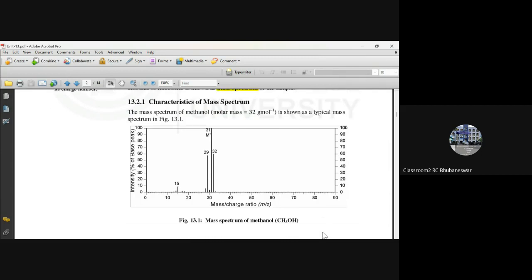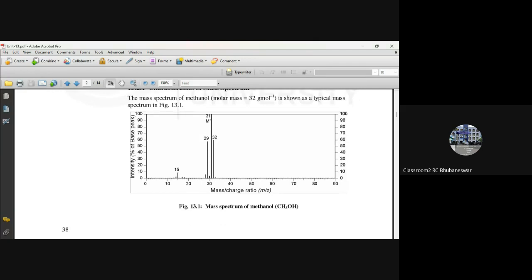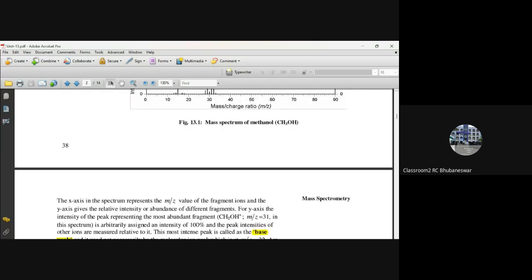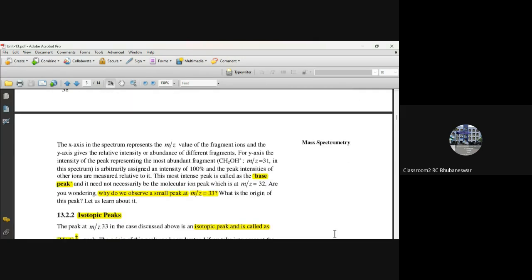Okay, but at 31 you are also getting a peak, at 29 also a peak, and at 15 also a peak. You are getting these due to the fragmentation of this methanol molecular species. So what is happening? This methanol molecular ion is getting formed CH2OH plus.